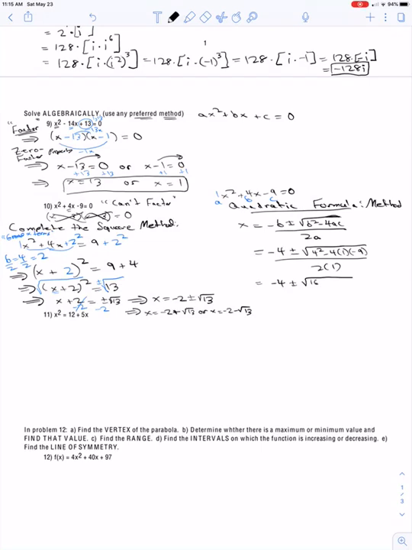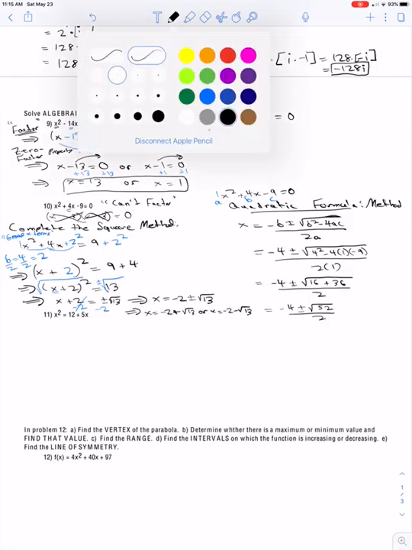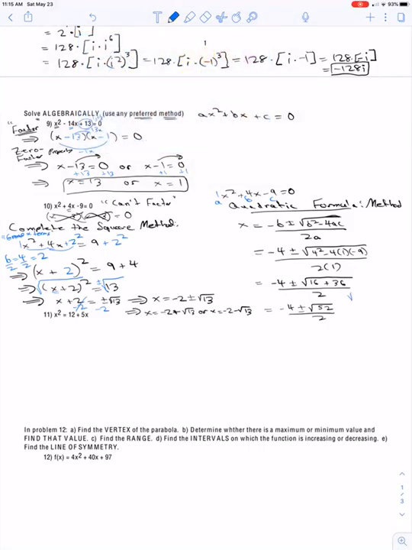4 squared, 16, minus 4 times 1, negative 4. Negative 4 times negative 9 is plus 36, all divided by 2. And we got negative 4 plus or minus square root of 16 plus 36. That's 52, all divided by 2. Now keep in mind, square root of 52, irrational number. Right? Let's go ahead and break that up.